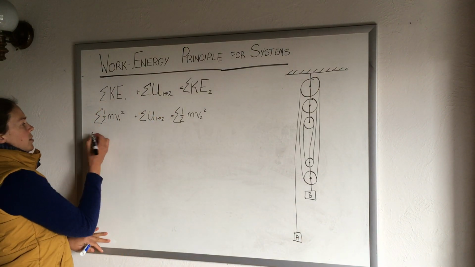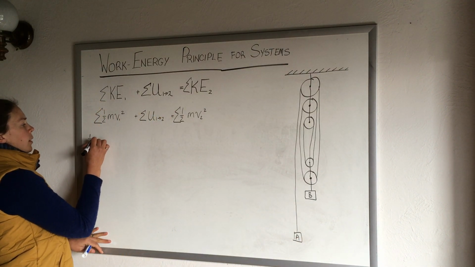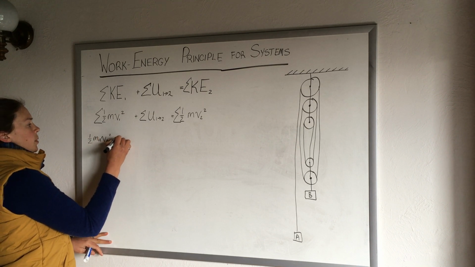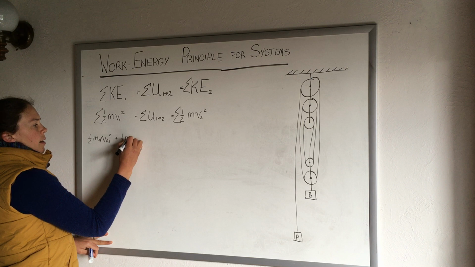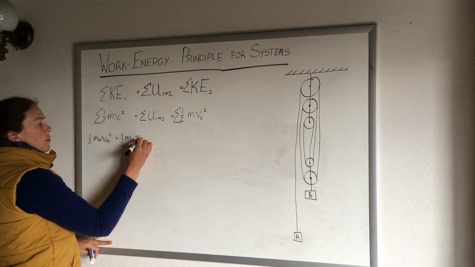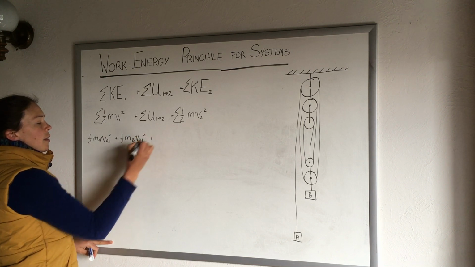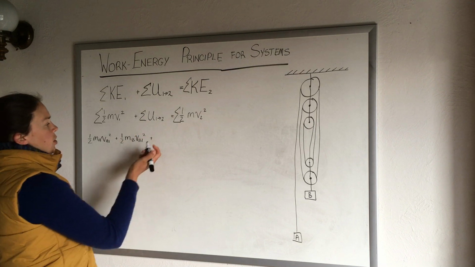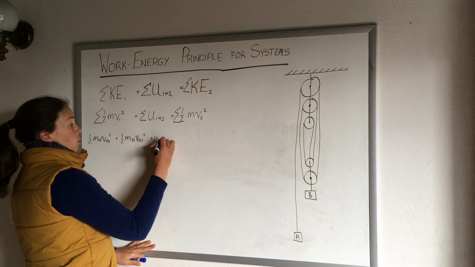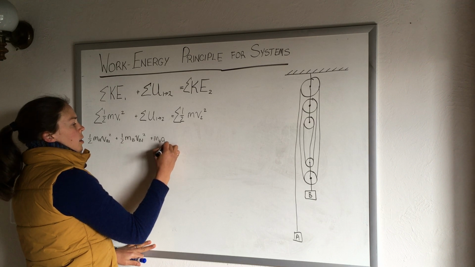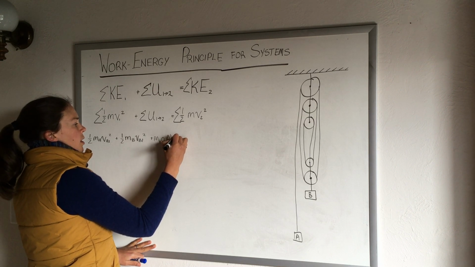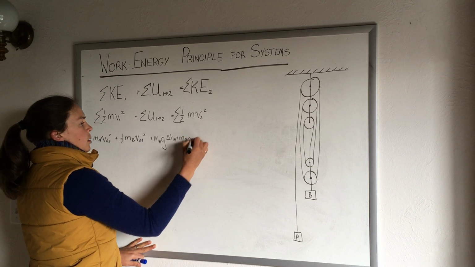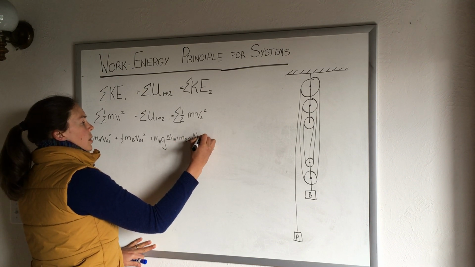So in this case we'd have something like 1/2 MA VA1 squared plus 1/2 MB VB1 squared. And then we have all of the work. And in this case, there's work done by gravity. So this would be something like MA G delta HA plus MB G delta HB.